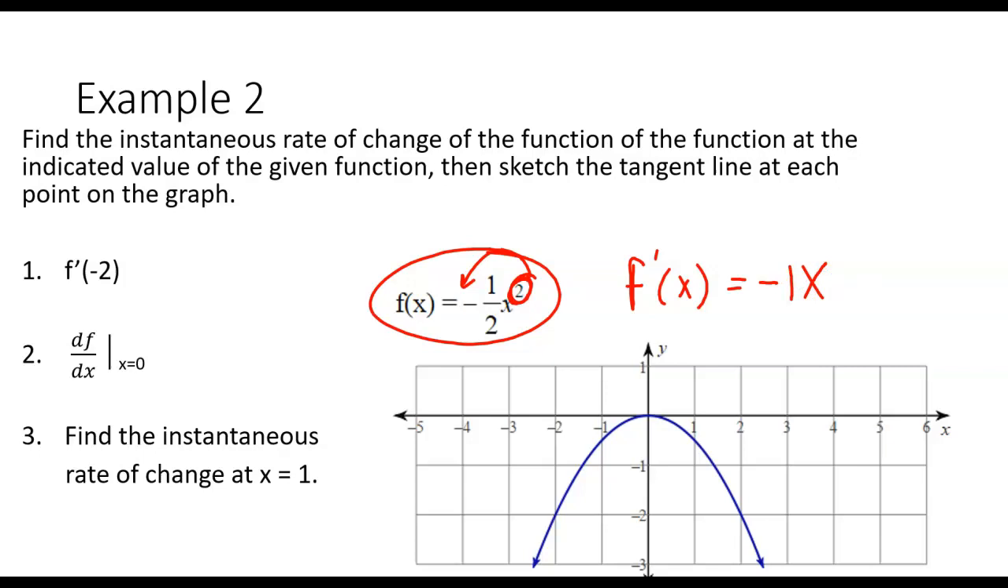All right? So I wanted to find my derivative, but now I also want to plug in -2. I'm going to plug -2 into this problem. -1 times -2 is a +2. Now what this means is that for this blue line down here, the slope of the function at x equals -2 is a slope of 2. So let's graph what that means.